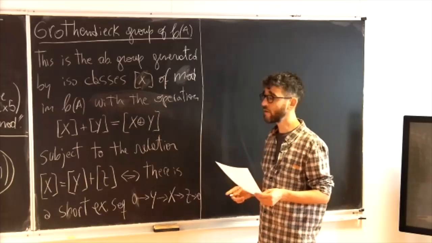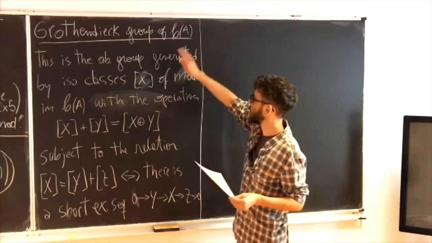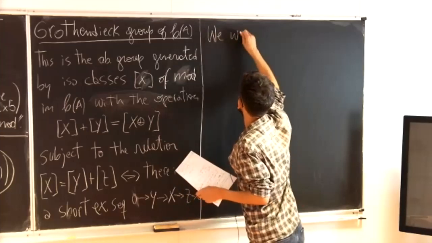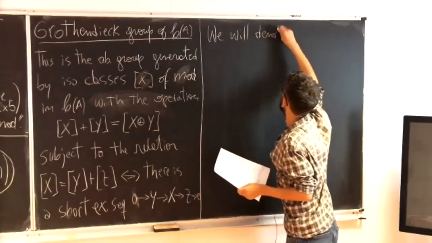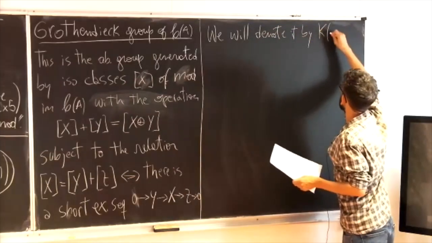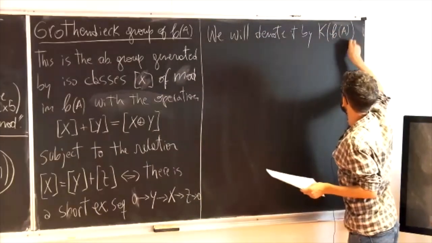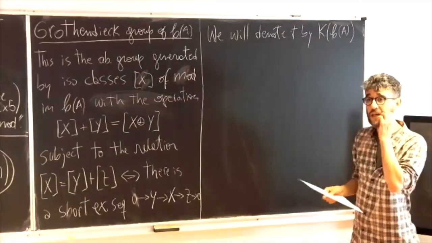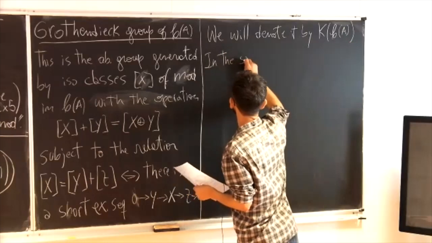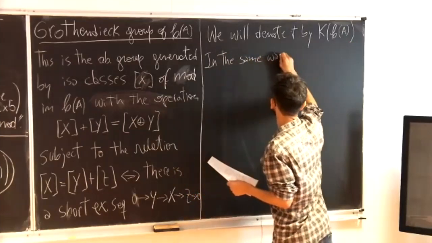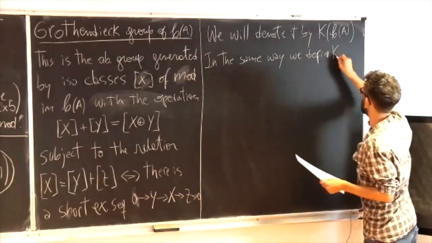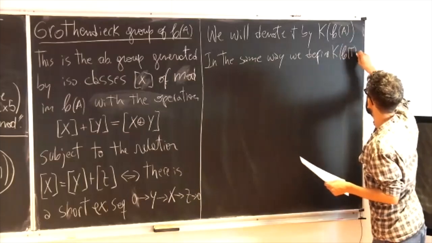Why do I introduce this? Okay, this is called also, and we will denote it K of CA. And analogously, in the same way, we define the Grothendieck group of the category of T modules.